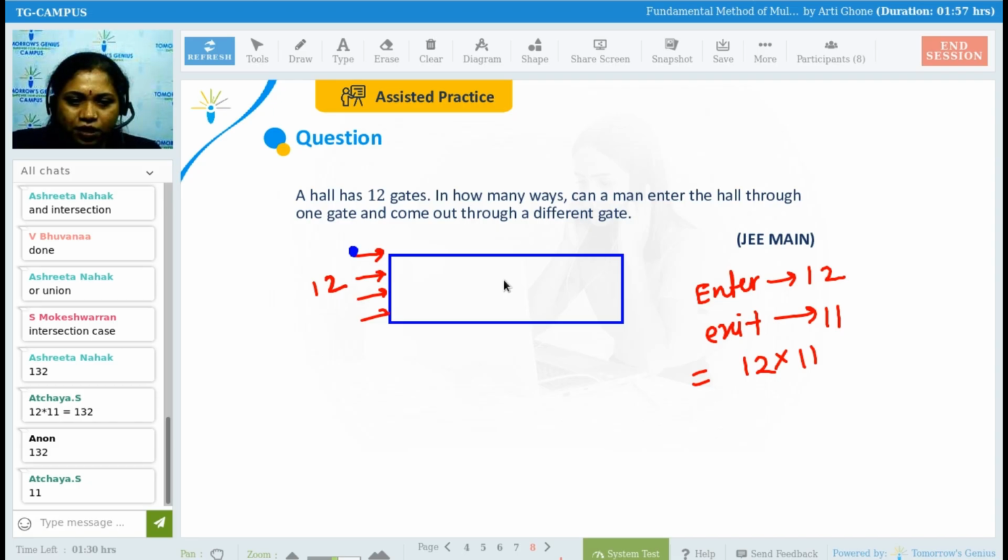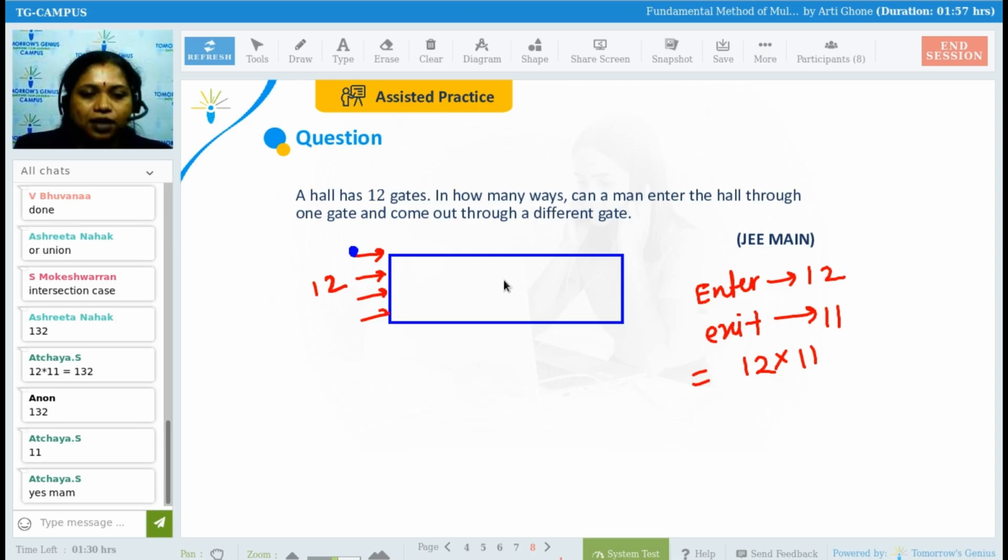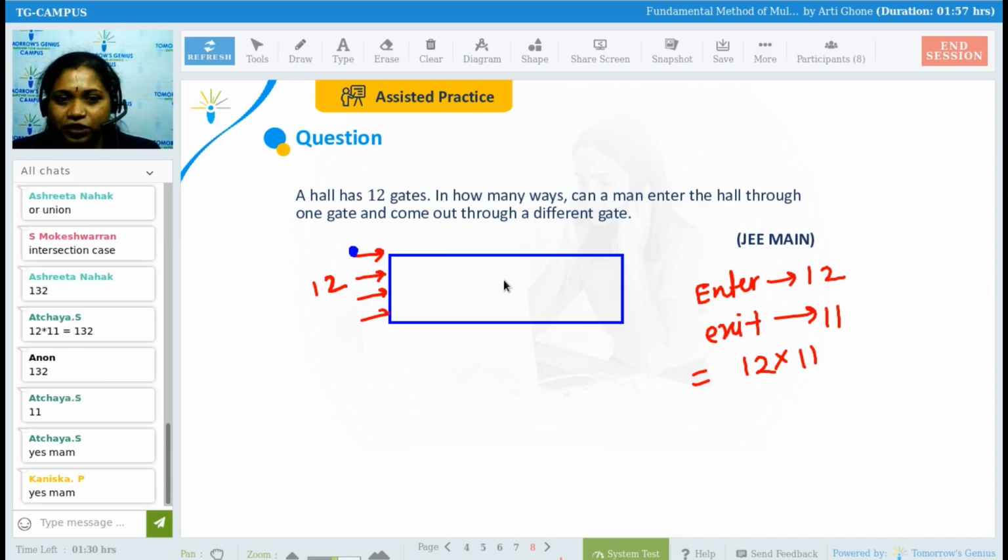Netra, Ashwin, Bhuvna, Ashrita, Achaya, Mokeshwaran, Kanishka, Anil Dev. This is a chapter where you'll again and again think, why didn't I think of this? This is a very logical chapter. Here logical power works. Achaya, thank you for your answer. I appreciate this answer.